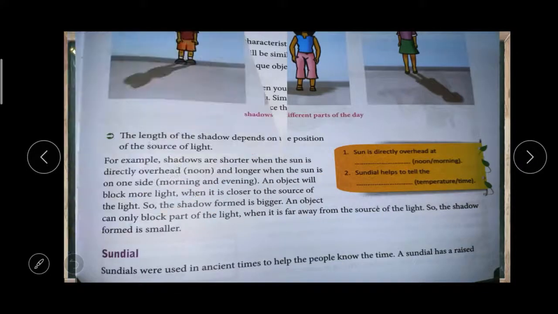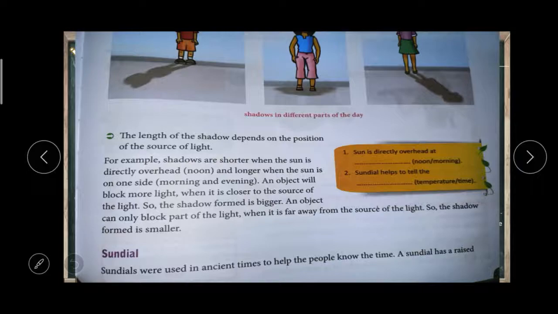Then the length of the shadow also depends upon the position of the source of light. Okay, so if you are going in a straight path, your shadow will be in the front side. You know that your shadow will be in the front side. Okay, but it will be somewhat different, right? How is it? At noon time your shadow is shorter.